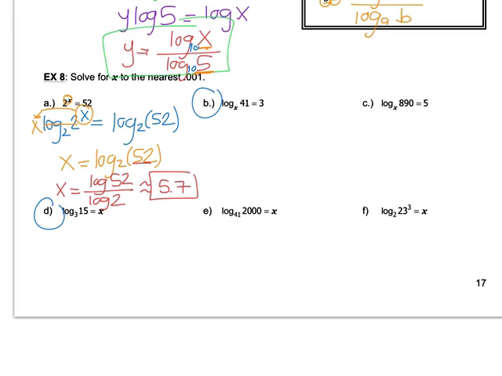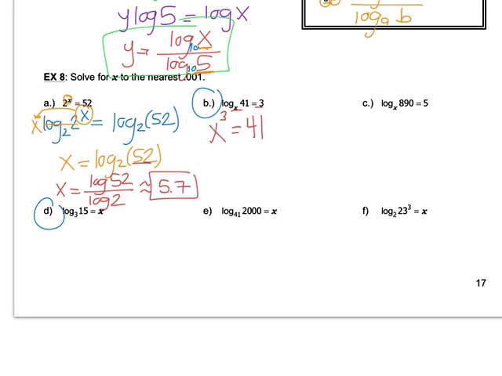So this first one, log base x of 41 equals 3. The best way to do this would just be to rewrite it as an exponent. So the base of my exponent is going to be the base of the log, x raised to the 3rd power equals 41. So I'm just rewriting that as the exponent.